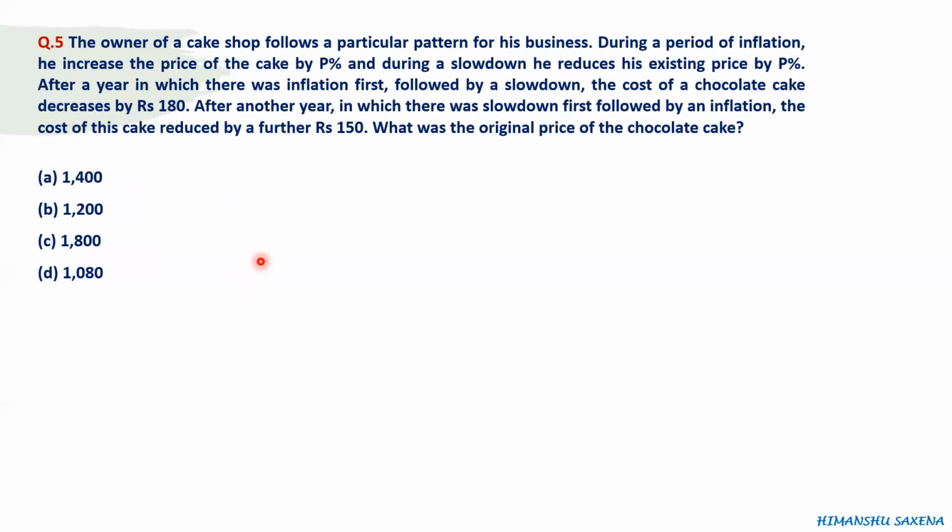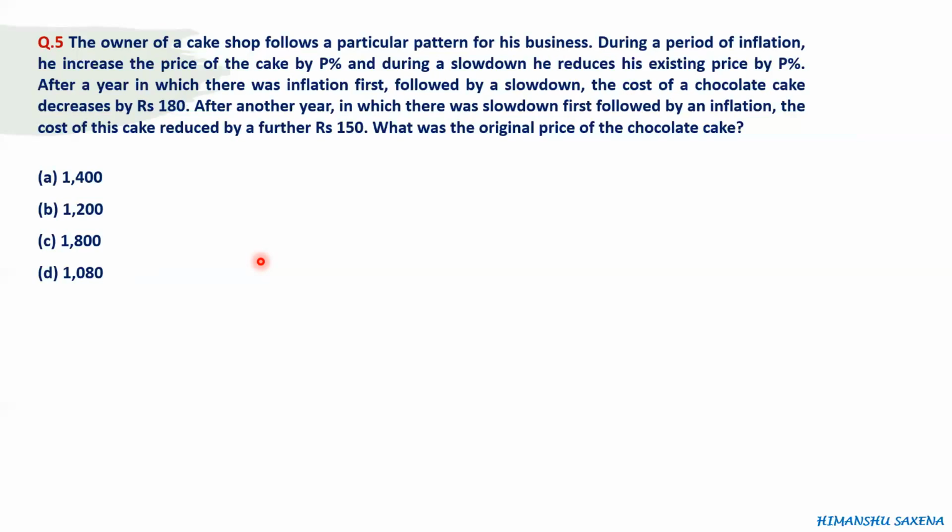The owner of a cake shop follows a particular pattern for his business. During a period of inflation, he increases the price of the cake by P%, and during a slowdown, he reduces his existing price by P%. After a year in which there was inflation first followed by a slowdown, the cost of a chocolate cake decreases by rupees 180. After another year in which there was slowdown first followed by an inflation, the cost of this cake reduced by a further rupees 150. What was the original price of the chocolate cake?